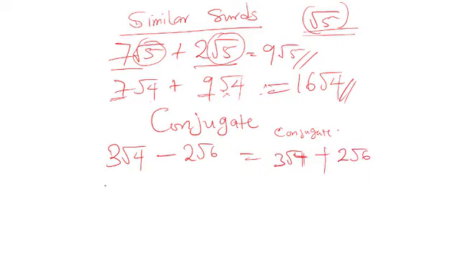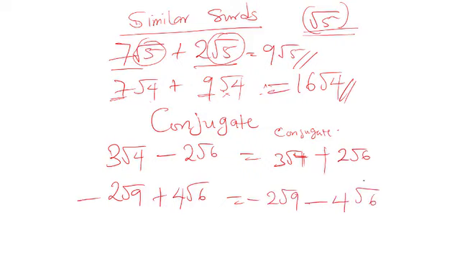So if I say find the conjugate of minus 2 root 9 plus 4 root 6, the conjugate, remember, we don't touch the sign that is outside. Our interest is just the sign in the middle. So this is still minus 2 root 9. You change this to minus 4 root 6. That is it about the conjugate of a surd.